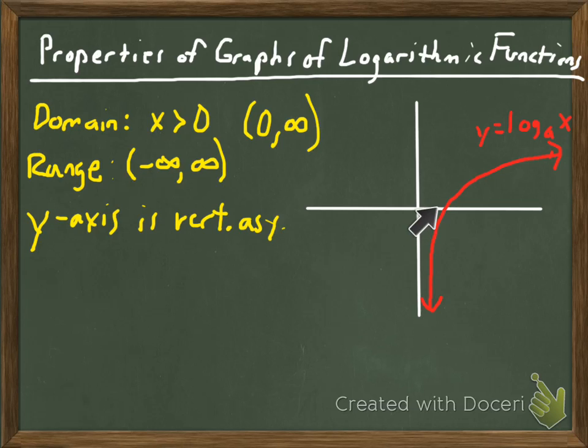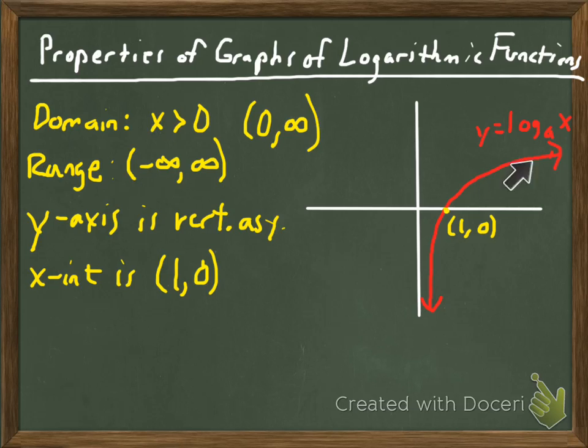Alright, and one of those we've already mentioned on the previous graph, the x-intercept is always going to be (1, 0). And finally, unlike some other functions like parabolas, for instance, the graph of a logarithmic function is always increasing. So if you increase the value of the index, it's guaranteed that the function's value is going to increase. The function is always increasing.